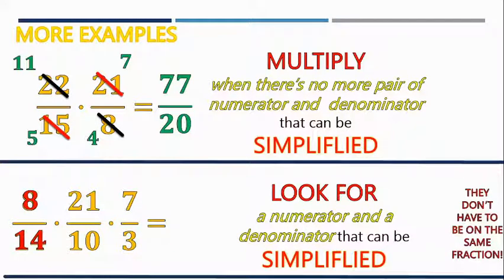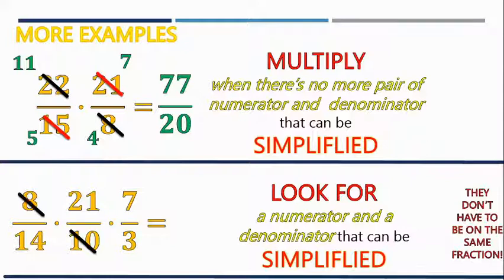So 8 and 14 could be paired. 8 and 10 could be paired also. 21 and 14 could be paired because both of them are divisible by 7. 21 and 3 because both of them are divisible by 3. 7 and 14 could be paired also. Now, let me show you my solution on which of those pairs I have chosen to be simplified.